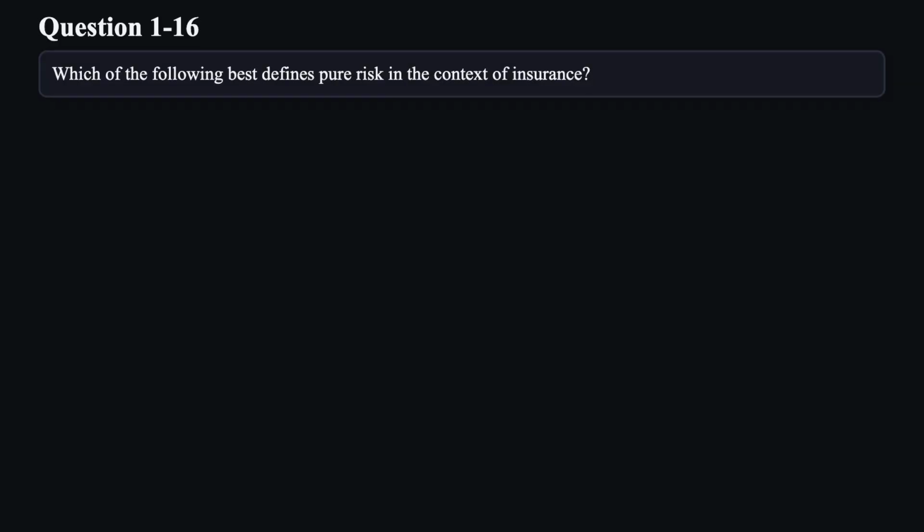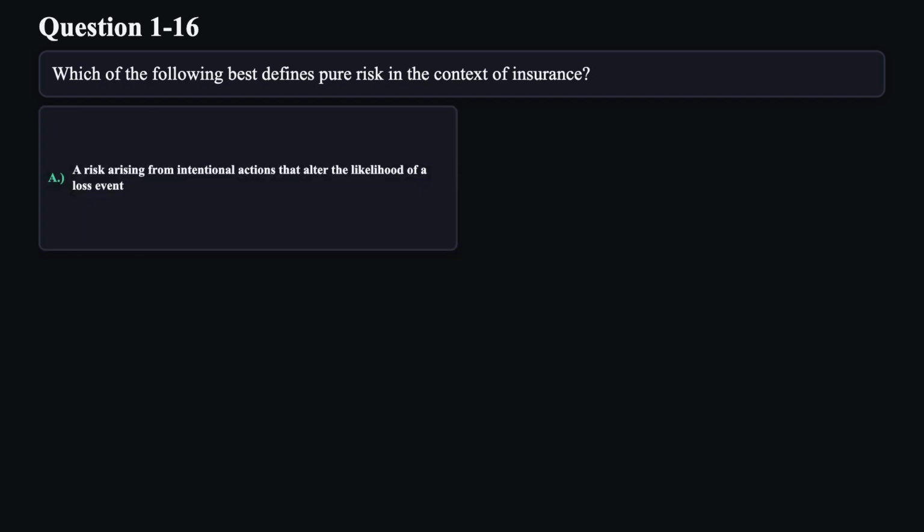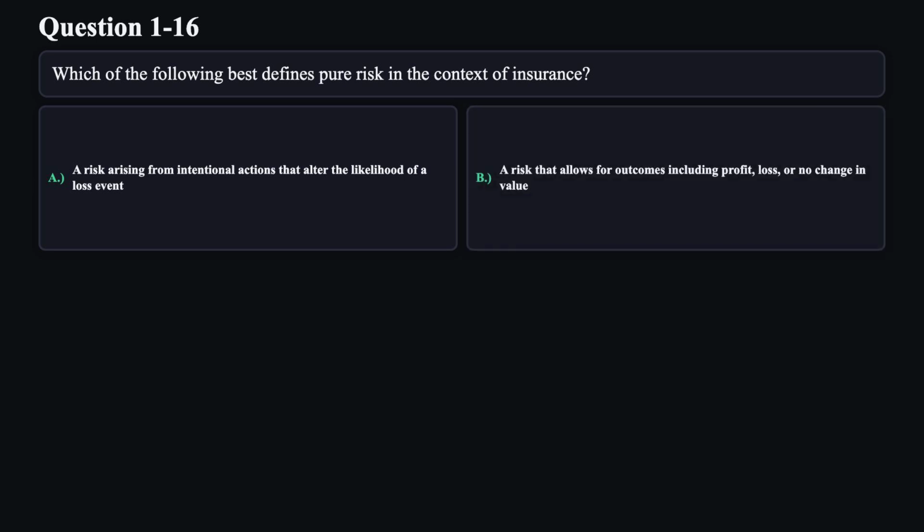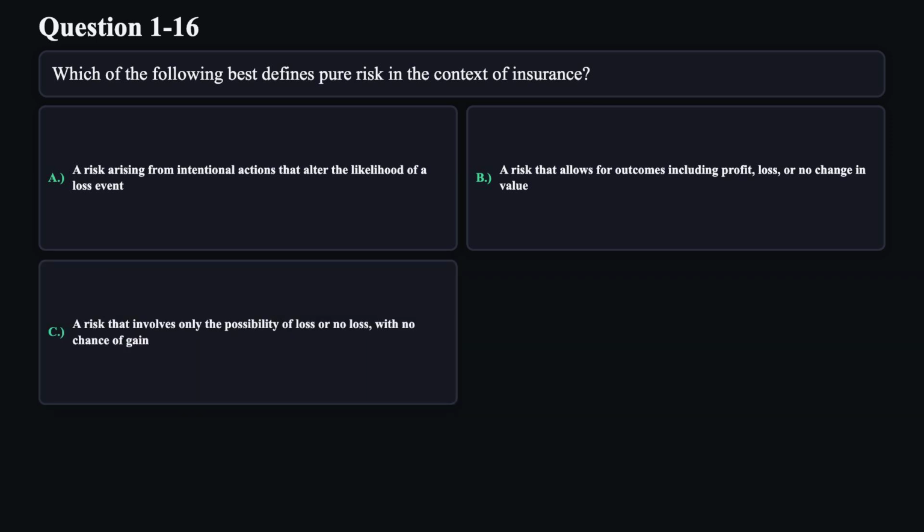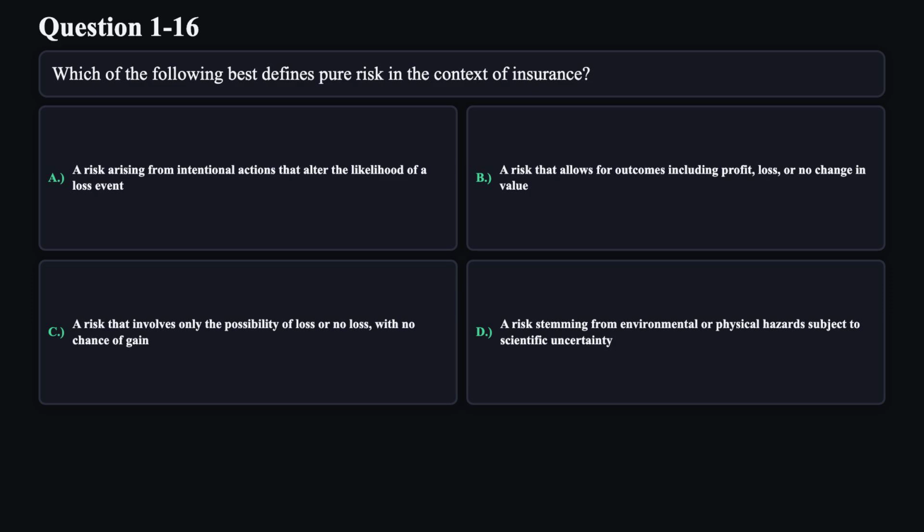Question 16. Which of the following best defines pure risk in the context of insurance? A, a risk arising from intentional actions that alter the likelihood of a loss event. B, a risk that allows for outcomes including profit, loss, or no change in value. C, a risk that involves only the possibility of loss or no loss with no chance of gain. D, a risk stemming from environmental or physical hazards subject to scientific uncertainty.